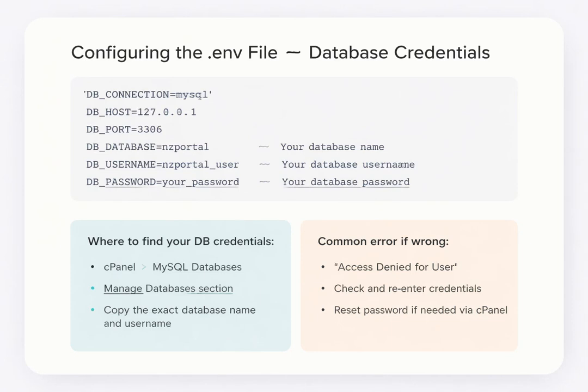Let's look at the .env file configuration more closely. The 3 values you absolutely must get right are the database name, the database username, and the database password. The instructor demonstrates this live. He copies the database name from cPanel's MySQL databases section and pastes it into the .env file. Then he does the same for the username.